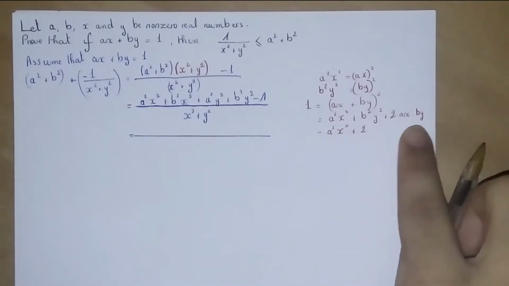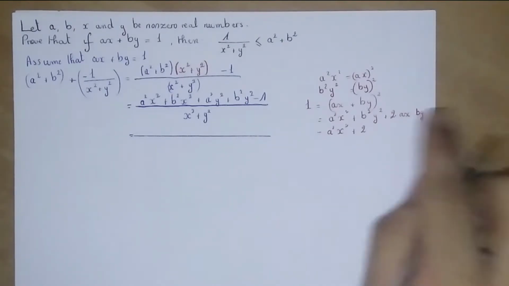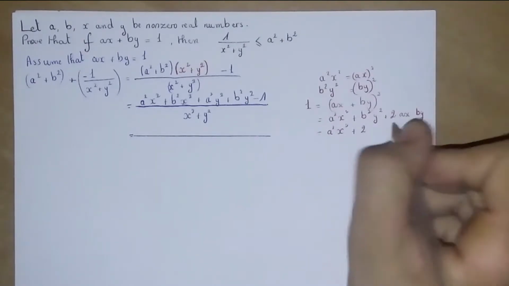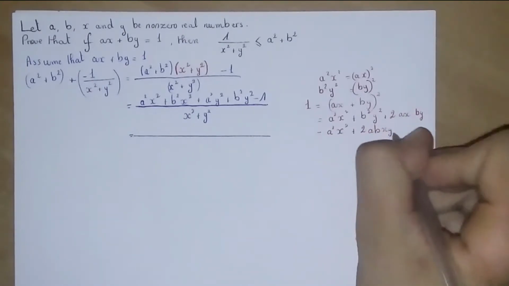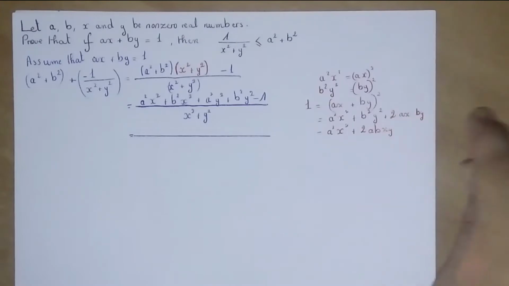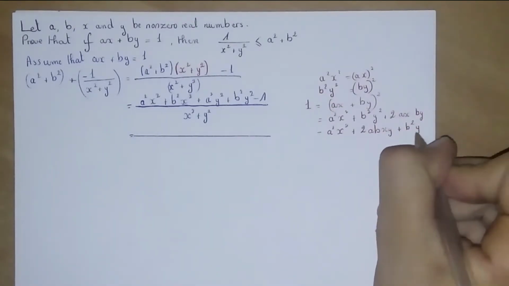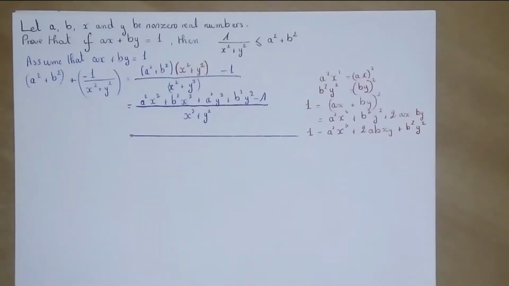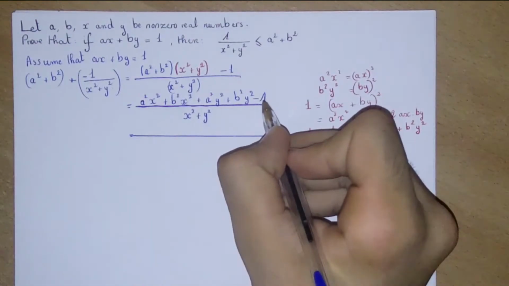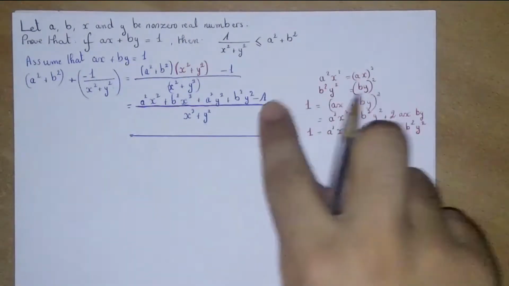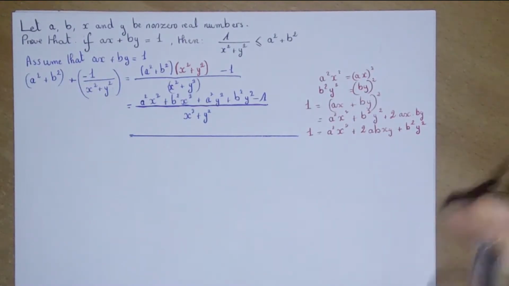Since multiplication is commutative, I could change the positions of these different factors. So I could write this, for example, as a b x y. I could write it as a y b x plus the final term, b squared y squared. So now I have found an expression to put instead of this number 1. I could substitute this one with this expression.